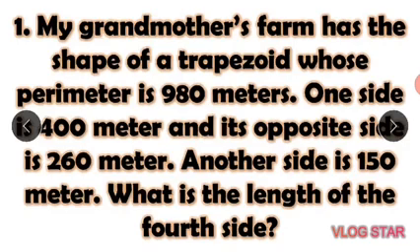So for the first problem, my grandmother's farm has the shape of a trapezoid whose perimeter is 980 meters. One side and its opposite side is 360 meters. So when you say opposite, yung katapat niyang side, another side is 150 meters. What is the length of the fourth side? So let's solve this problem.